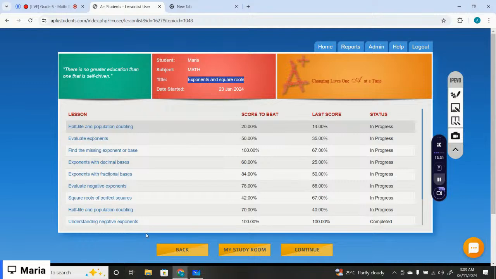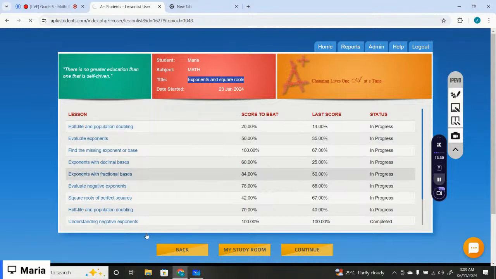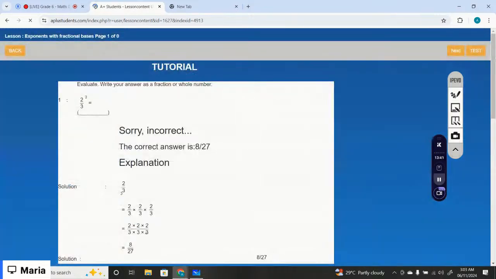So here I am on grade 6 math. The chapter we are on right now is exponents and square roots. Let's just start with the lesson that is exponents with fractional bases. Evaluate. Write your answer as a fraction or as a whole number. That is 2 divided by 3 and the exponent is 3. So that is the exponent for both numerator and denominator.